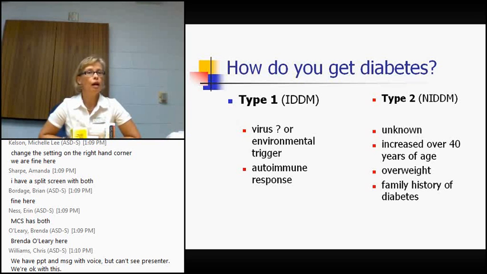With type 2 diabetes, once again the cause is unknown. It's usually seen in people over the age of 40. It has to do in a lot of cases with being overweight, although I will say some people with type 2 diabetes are not overweight. And usually there's a very strong family history of aunts, uncles, and grandparents over the age of 40 developing diabetes.